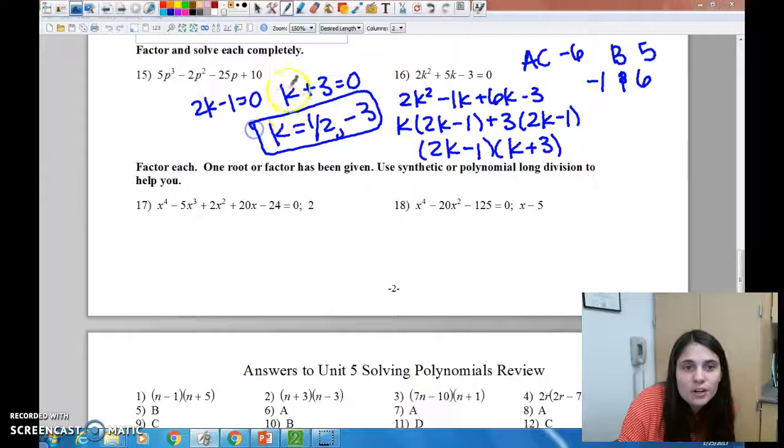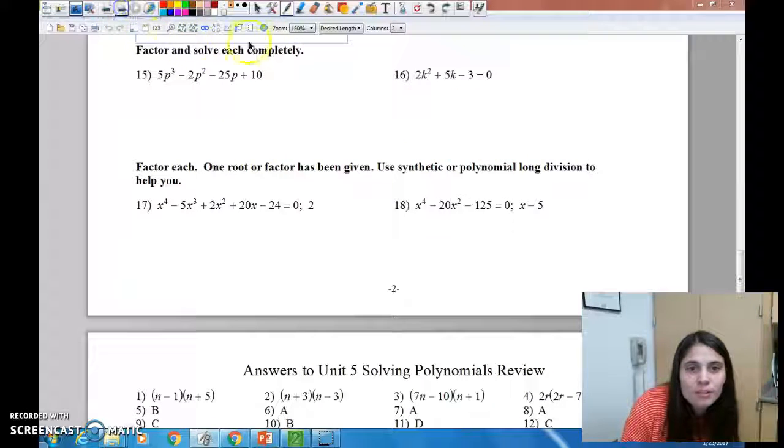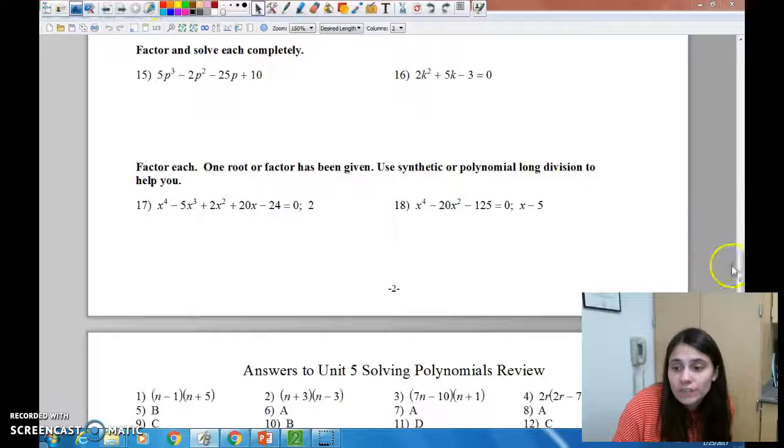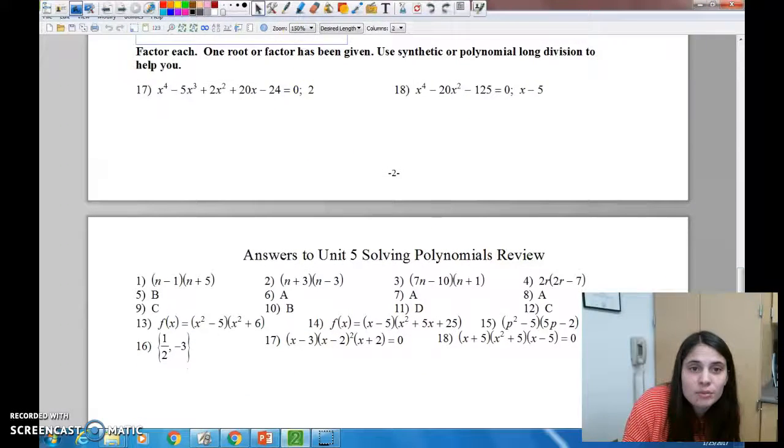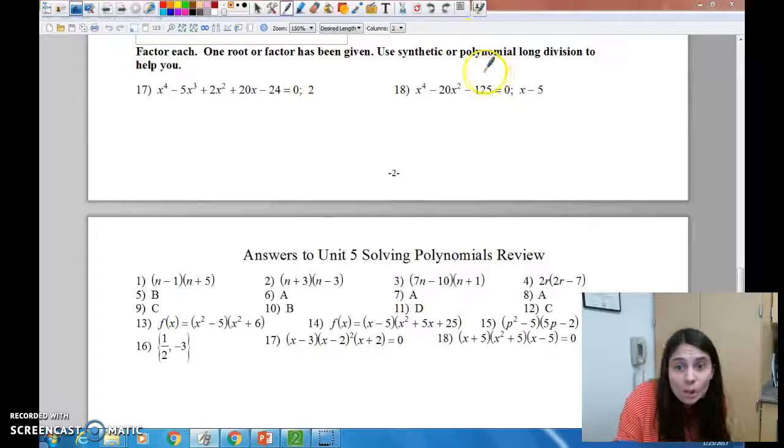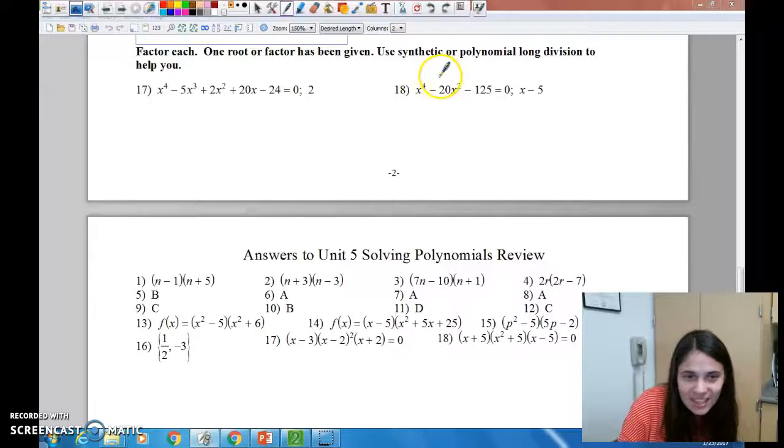All right, 2 more to go. So these last 2 problems, we're going to use division in order to solve. So I'm starting with number 17, and I'm doing synthetic division on this one. And this says to use synthetic or polynomial, so you get to pick. I assume most of you will probably pick synthetic on both. So I'm just going to do number 17. I'm going to let you try number 18. So number 17, start with a 2.